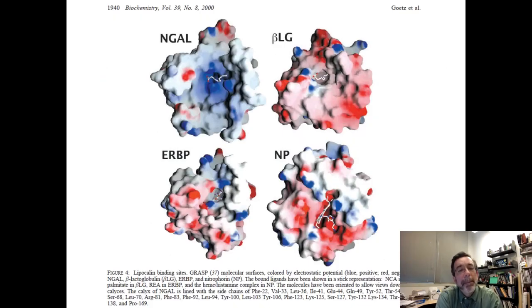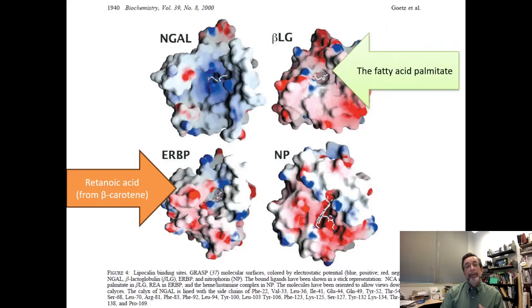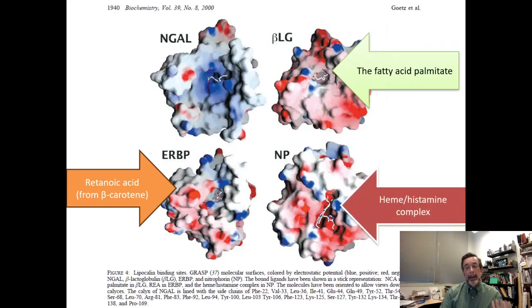And so they sort of modeled what different molecules could be in there. They knew the charges, they knew kind of the shape, and so they compared it to other lipocalins that they knew what was in the cup. So like they knew that this other lipocalin bound retinoic acid. This other lipocalin binds a fatty acid called palmitate. This one binds heme. If you look very carefully, you can see it's a little square heme on the side.